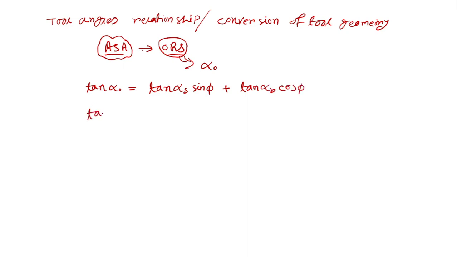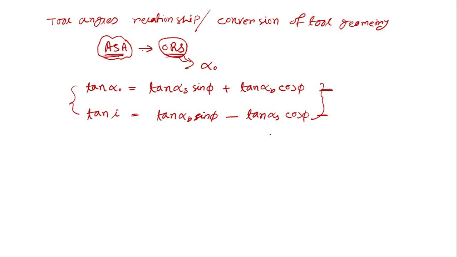Similarly, I can write tan of the inclination angle is equal to tan of the back rake angle sine phi minus tan of the side rake angle cos phi. Listen, these are not new things, you already know. I'm just applying whatever we know to prove this equation. This is nothing but a conversion from ASA to ORS. If you want, you can check whether what I have written here is correct or not.